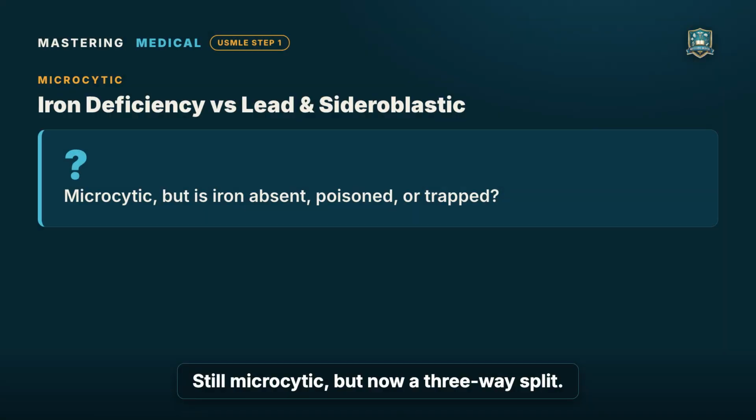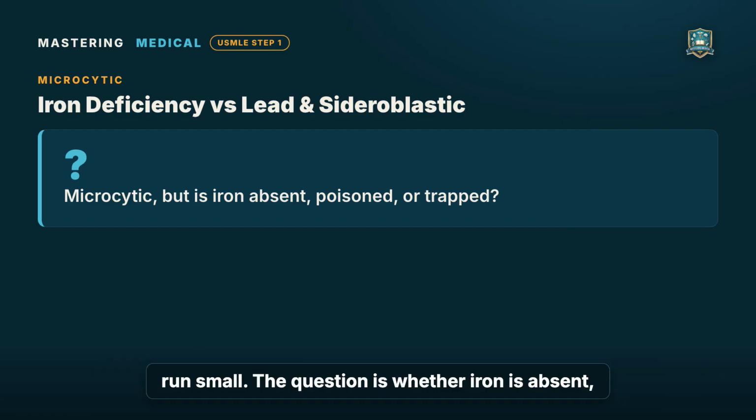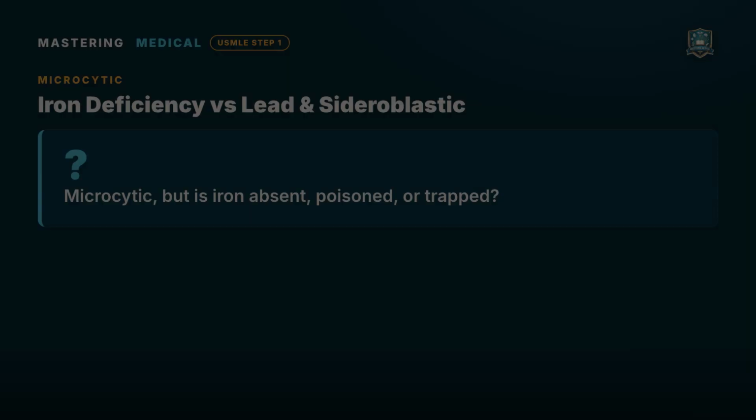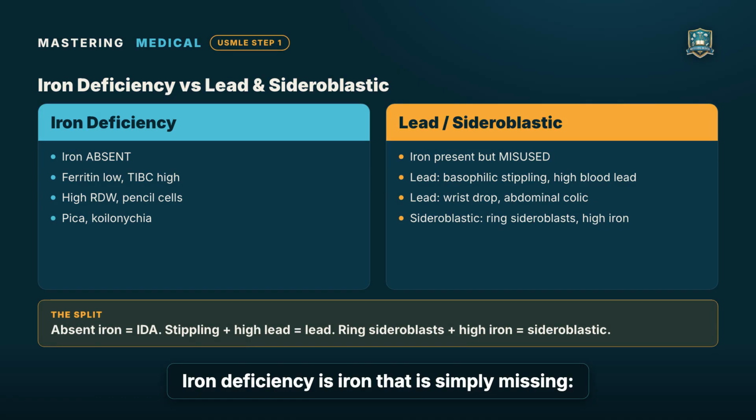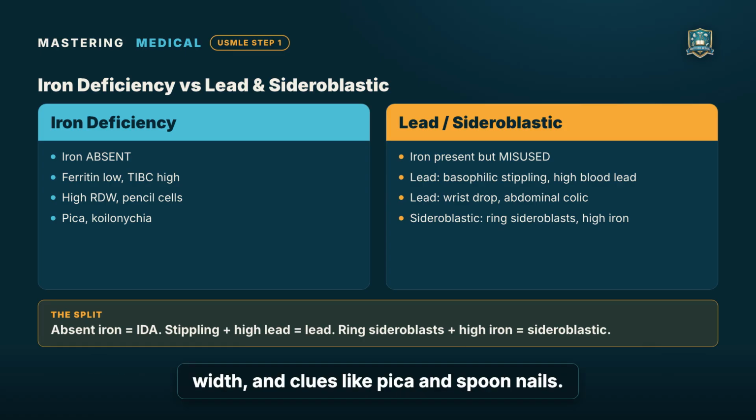Still microcytic, but now a three-way split. Iron deficiency, lead poisoning, and sideroblastic anemia all run small. The question is whether iron is absent, poisoned, or trapped. Iron deficiency is iron that is simply missing. Low ferritin, a high binding capacity, a high red cell distribution width, and clues like pica and spoon nails.